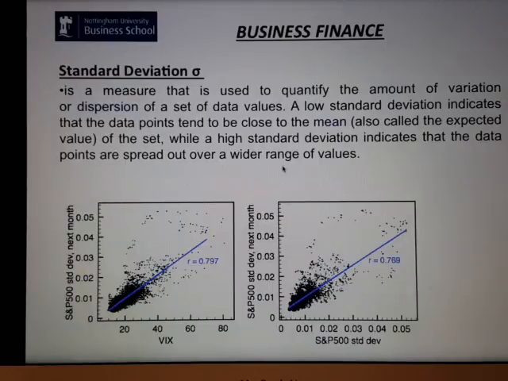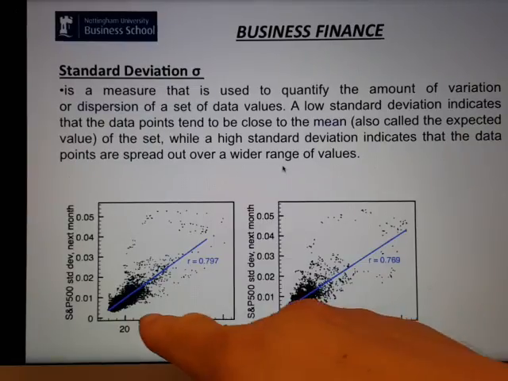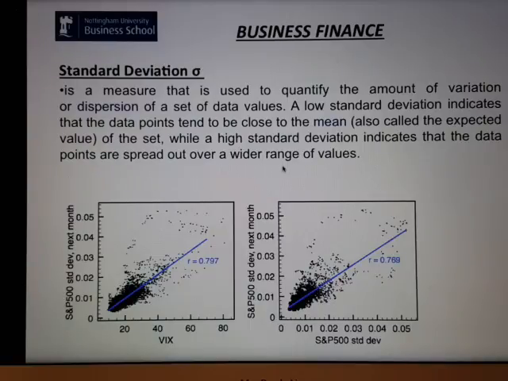Now, this is how we look at the standard deviation. Another definition I give you here is a measure that is used to quantify the amount of variation or dispersion of a set of data values. Low standard deviation indicates values close to the mean, low risk. High standard deviation, high risk. This is the dispersion, and from the dispersion we can look at the volatility of the data.